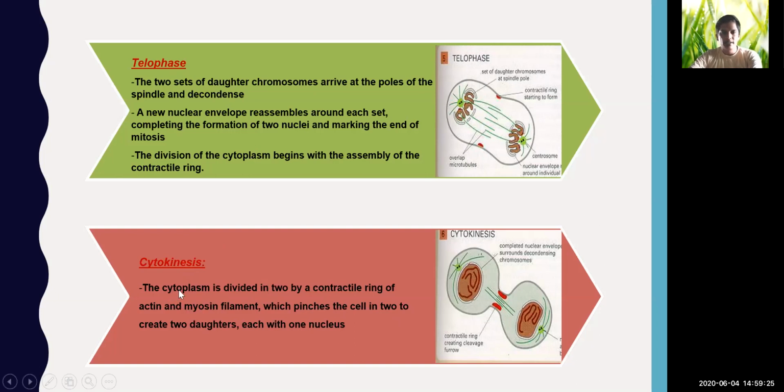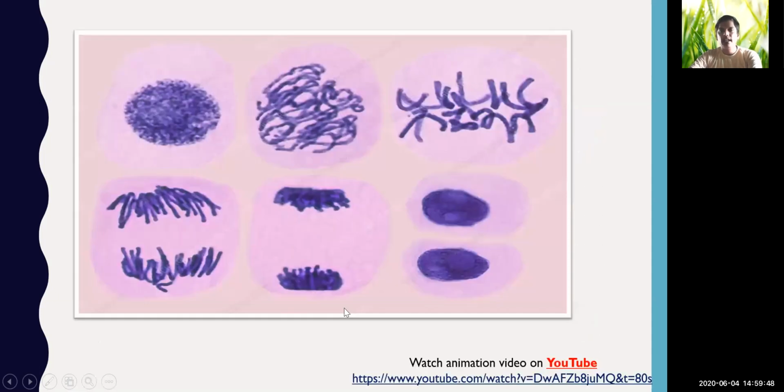So this is the phenomenon in which the cytoplasm is divided into two by a contractile ring of actin and myosin filaments, which pinches the cell into two, creating two daughter cells, each with one nucleus. Here the motor proteins actin and myosin work so that they lead to the division of the cells respectively. So this is the practical presentation of the slide.